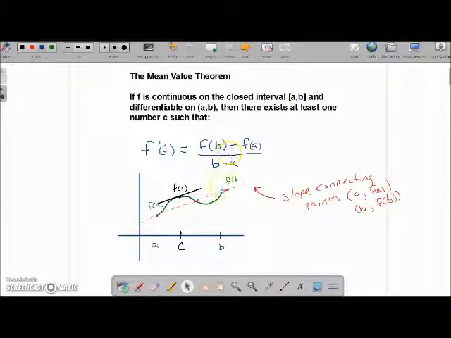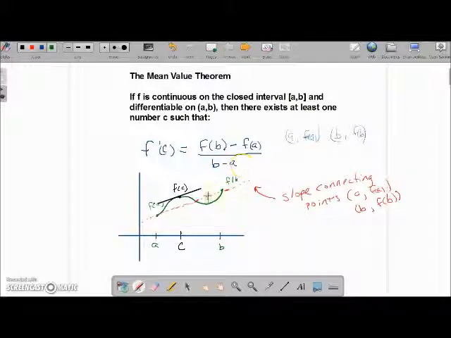The change in your y's, because this point right here is f of b minus f of a. Those are your y coordinates, okay? And a and b are your x coordinates. So basically you have 2 points. You've got a, and you've got f of a, and you've got b, and you've got f of b, and to find the slope, you would basically find the difference of your y coordinates and the difference of your x coordinates, and that would be the slope.